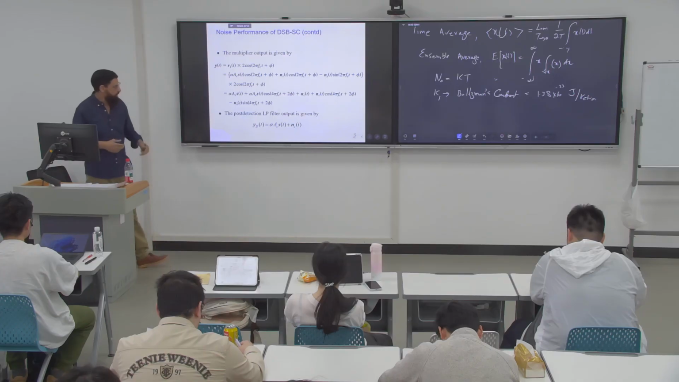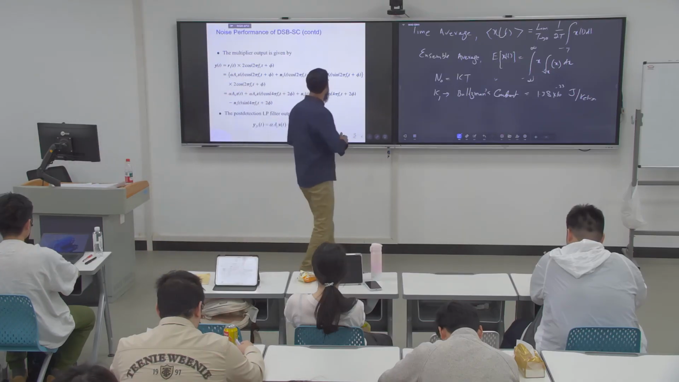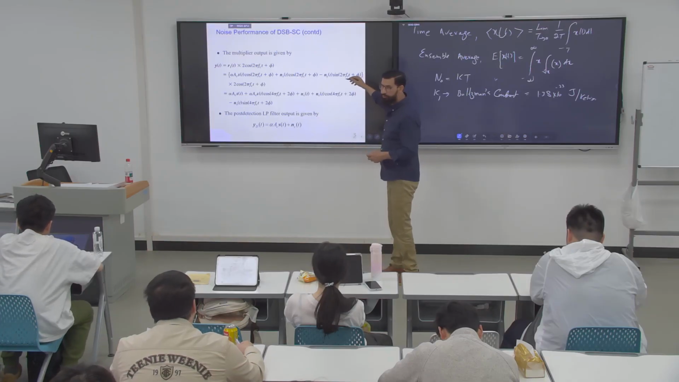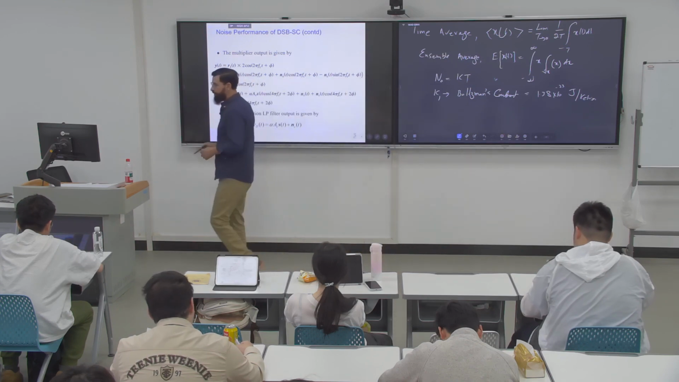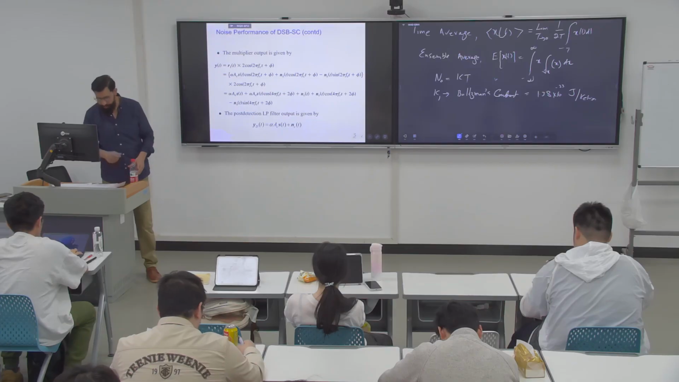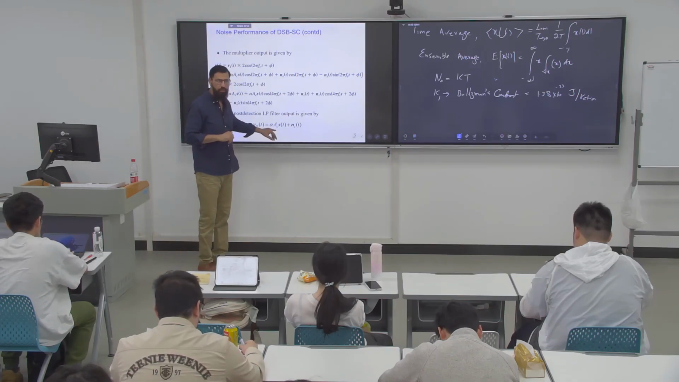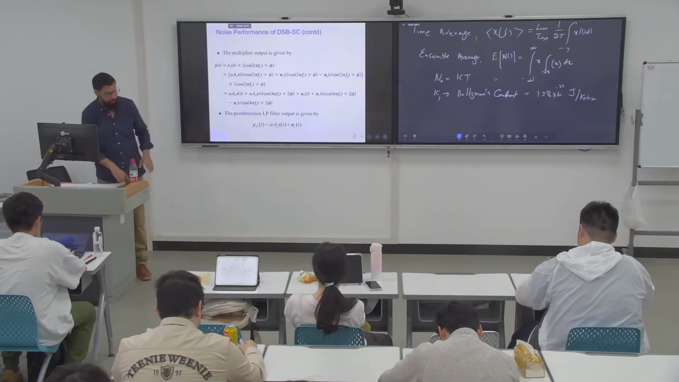At the end, you are getting this. Notice here, this NS is also gone. NS is the quadrature component, and that is also gone. You are left with this signal plus the in-phase noise component.